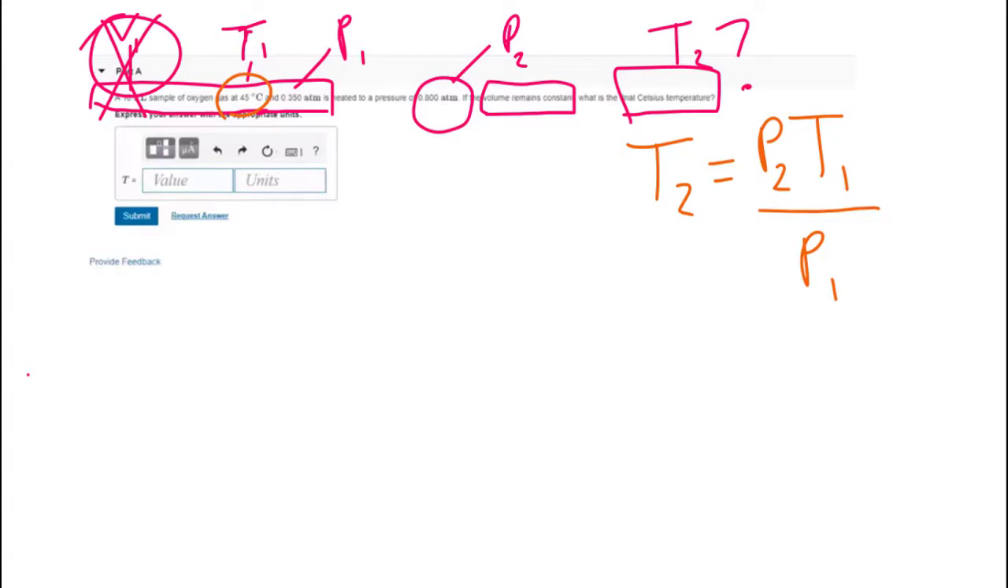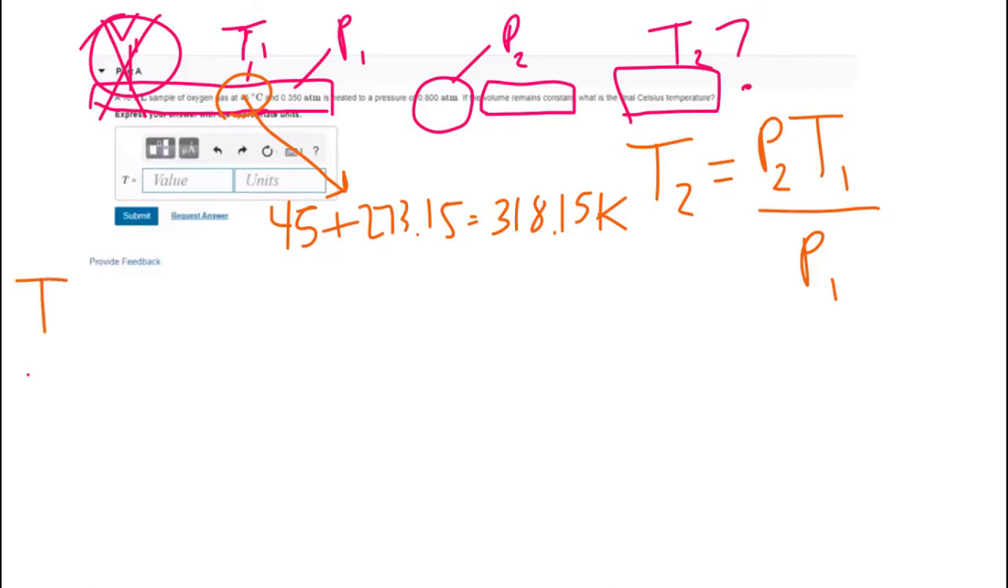So I've got 45 degrees Celsius. So I need to do 45 plus 273.15. So that's going to give me a temperature of 318.15 Kelvin. And that's my T1. Okay, so here we go. So let's plug it in.